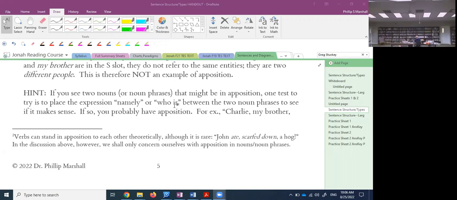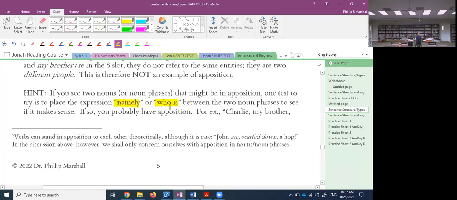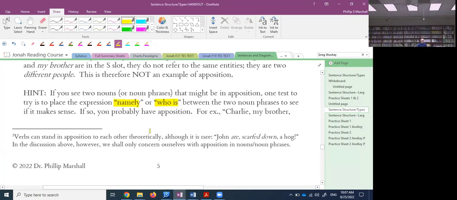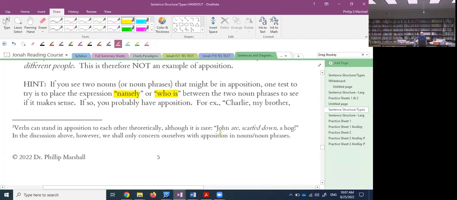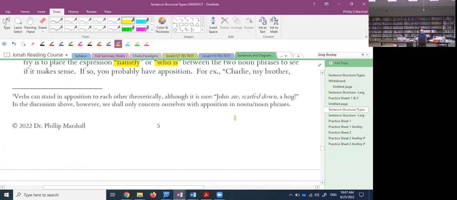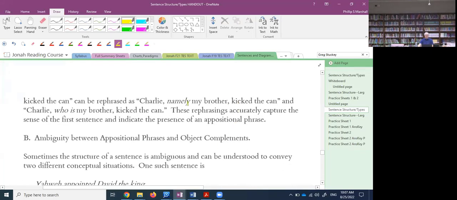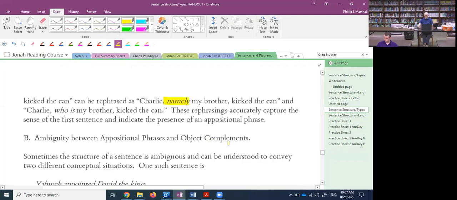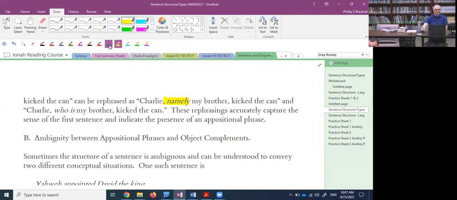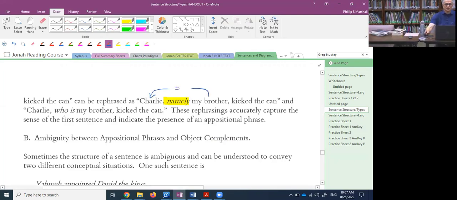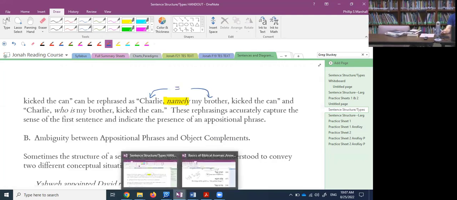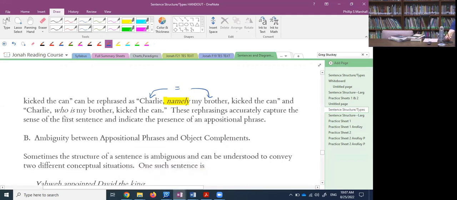One helpful hint here: if you see two nouns side by side that might be an apposition, you can do a little test by inserting the expression namely or who is between those two noun phrases and see if that makes sense. And if it does, then you probably have apposition. So our example here was Charlie, my brother, kicked the can, right? Maybe I can rephrase it as Charlie, namely my brother, kicked the can. And here it's fairly clear that Charlie equals my brother. Charlie, namely my brother, kicked the can, and Charlie, who is my brother, kicked the can.